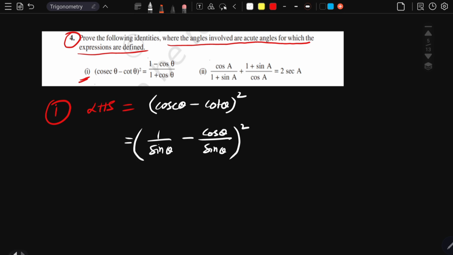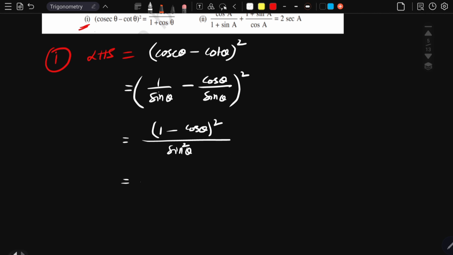So take LCM as sin theta. The denominator is sin theta, the LCM, and the numerator is 1 minus cos theta. Separate the whole square: so (1 minus cos theta) whole square and sin square theta. Sin square theta we can write as 1 minus cos square theta, using an identity. In the numerator, 1 minus cos theta, I will write again as 1 minus cos theta.